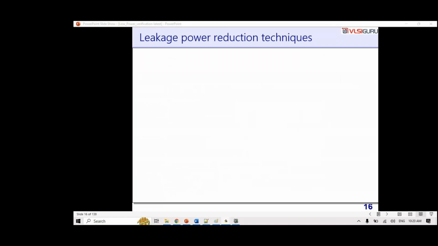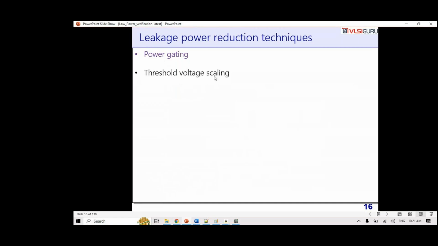So we'll talk about two types of techniques here. One is the leakage power reduction techniques. One is the dynamic power reduction techniques. For the leakage power reduction, there are various techniques. One is power gating. What is power gating? If you want to save the maximum power, what do you do? If you don't want any leakage at all, you cut down the entire voltage, so you cut the power to that block. There is no scope of any leakage at all in that case.